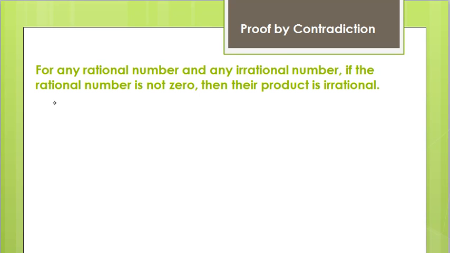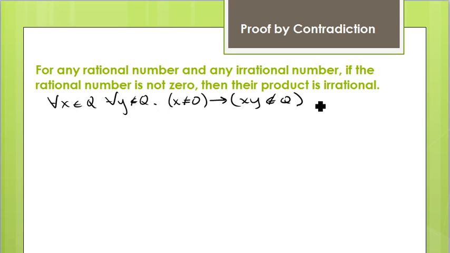So we're saying that for any rational number, we'll just call that x, and for any irrational number, we'll call that one y. If x is not 0, so x is the rational number, so if the rational number is not 0, that implies that the product, x and y, is irrational, is not a rational number. So, okay, let's get started with our proof then, and we'll see how we're going to come back to that.